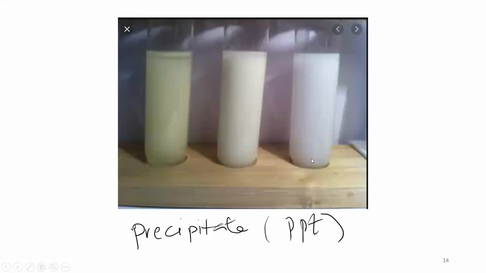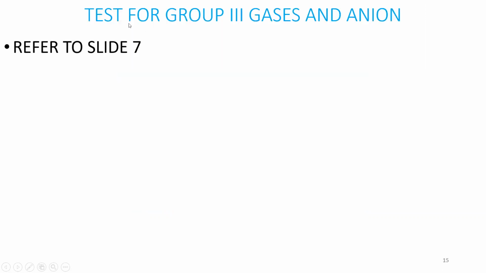And this is actually a picture of what we mean when we say precipitate. Most of you will observe this in the lab. So when you see this, you know what we mean when we say precipitates. For your group 3 gases and anion, as I said, I will not repeat it. You just refer to slide 7. It's the same procedure for your gases and the anions.